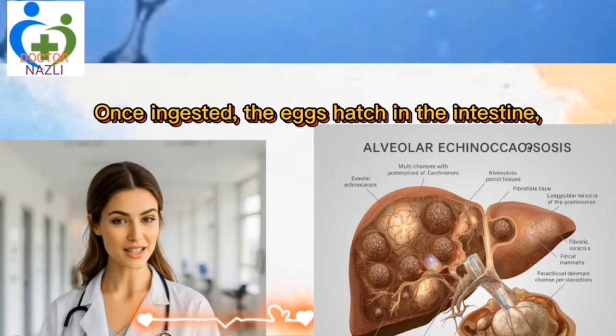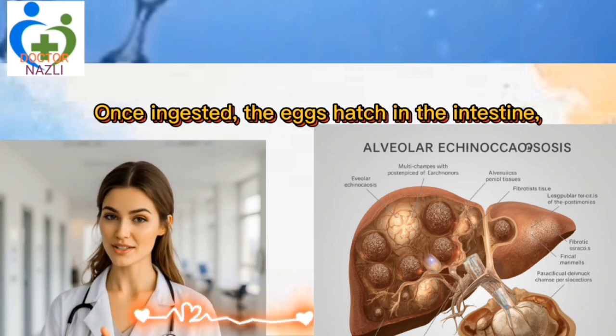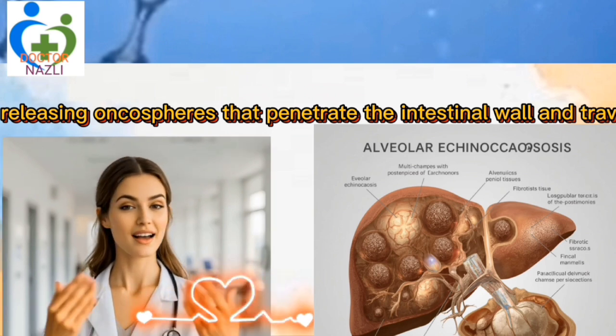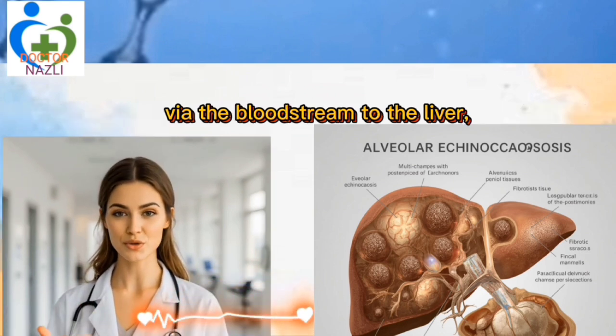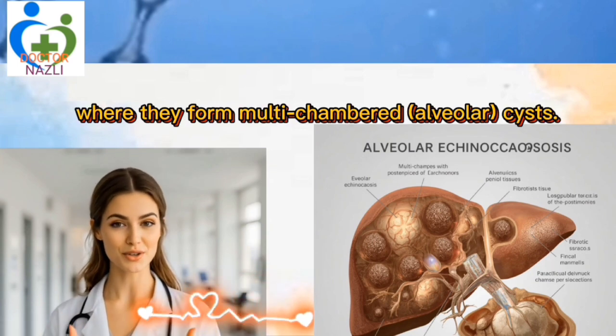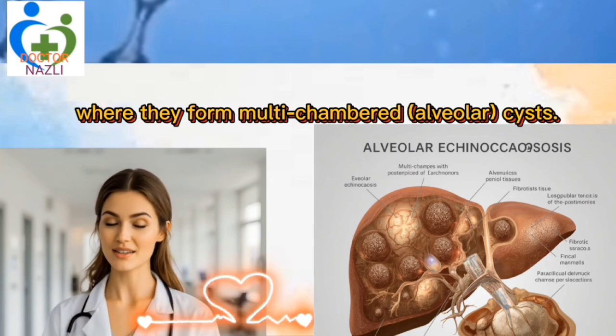Once ingested, the eggs hatch in the intestine, releasing oncospheres that penetrate the intestinal wall and travel via the bloodstream to the liver, where they form multi-chambered alveolar cysts.